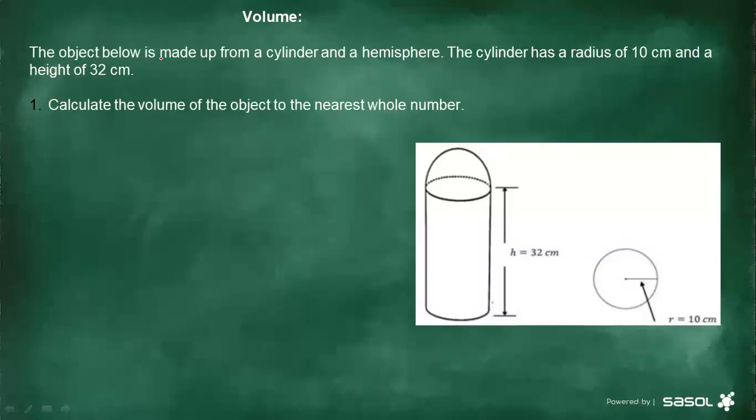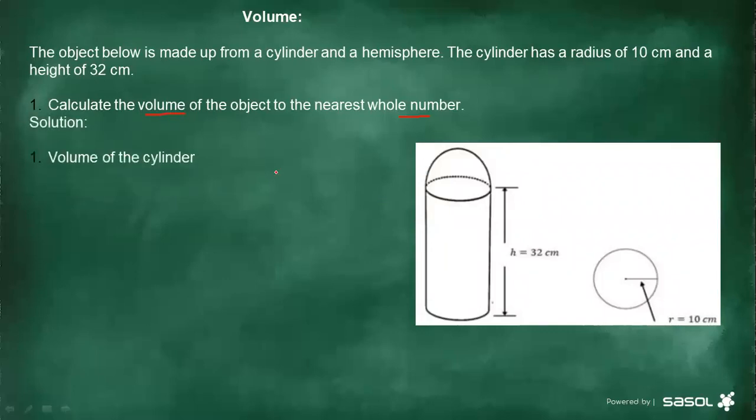All right. The object is made up from a cylinder and a hemisphere. The cylinder has a radius of 10 centimeter and a height of 32 centimeter. Calculate the volume of the object to the nearest whole number. Meaning we are going to calculate the volume of both the hemisphere and the cylinder. Let's see how we do that.